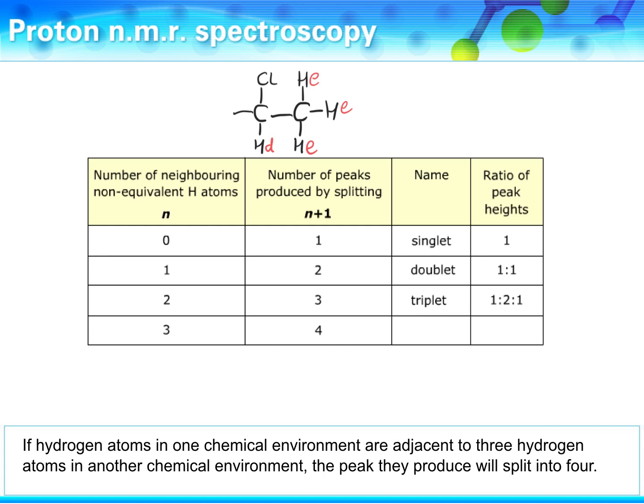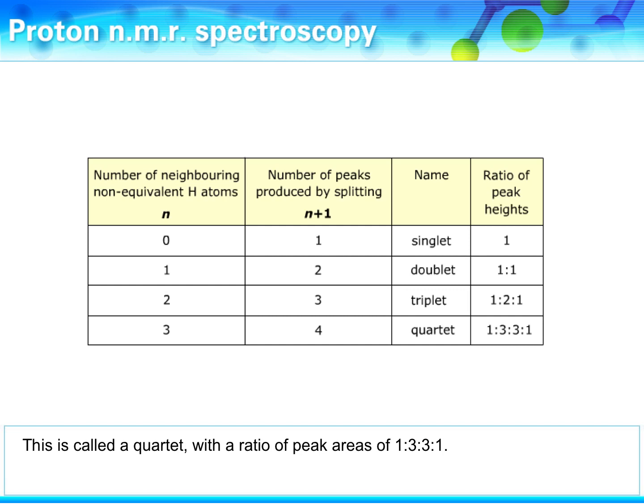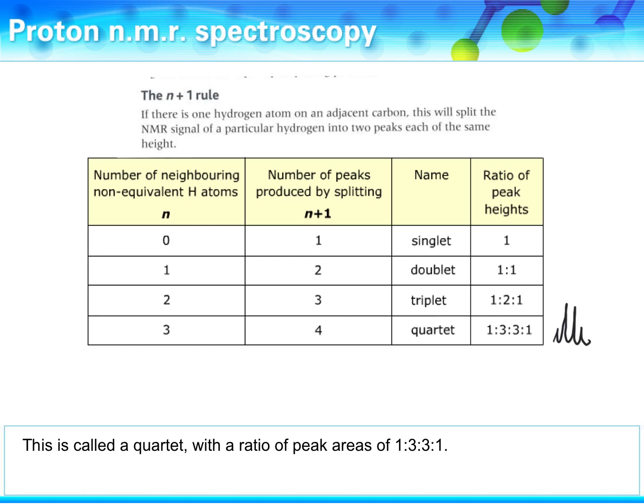Consider the proton D here. Proton D is adjacent to a carbon which has got 3 protons in the same chemical environment. The signal given off by this proton will be split into 1, 2, 3, n+1 into 4. We call that signal a quartet, and it has a ratio of peak areas of 1 to 3 to 3 to 1. So now you should be able to memorise the n+1 rule.